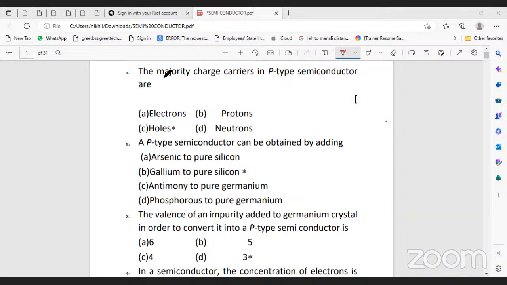The majority charge carriers in a p-type semiconductor is, you know that in the case of a p-type semiconductor, the number of holes is greater than the number of free electrons. So the number of holes is more compared to the number of free electrons in a p-type semiconductor. So holes should be the majority charge carriers. So option C. Holes will be the majority charge carrier.